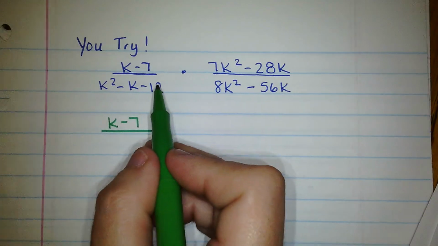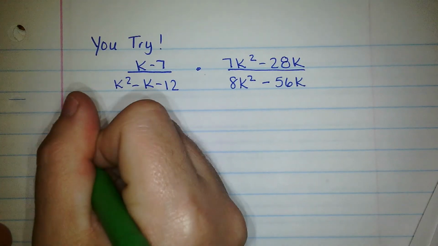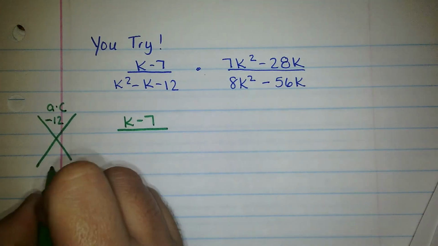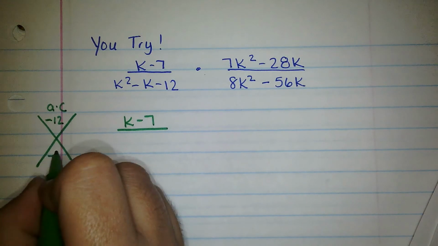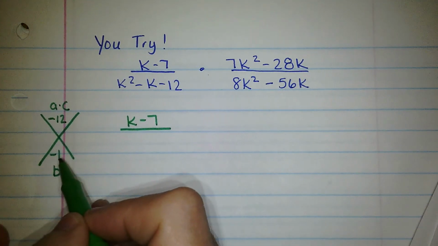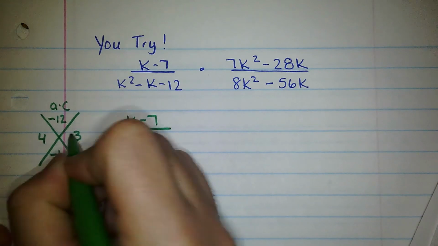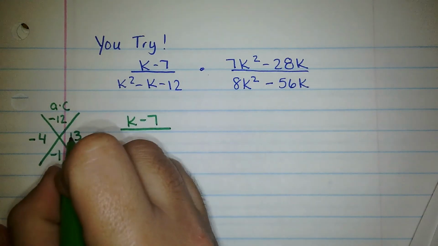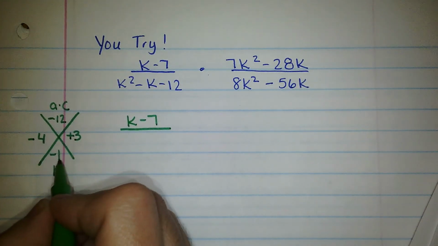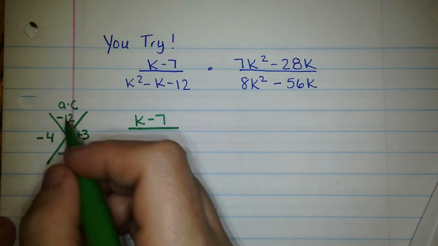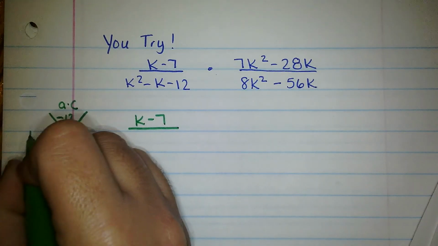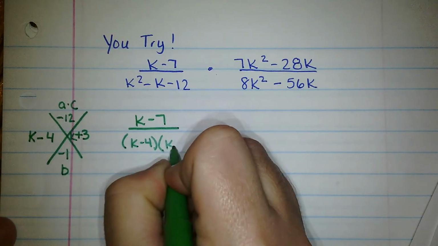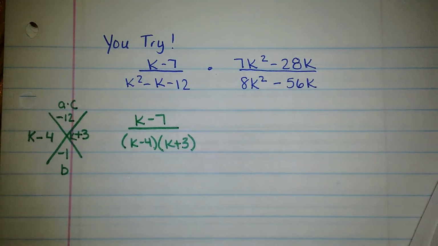On the bottom, we've got a trinomial, which means we're in magic X world. We've got a times c on top, which is negative 12, and b on the bottom, which is negative 1. We want factors of 12 that make 1, so that would be 4 and 3. Because I need to get a negative 1, I have to put the negative with the 4, and the 3 becomes positive. That's how you get negative 1 when you're adding them. So when I go to factor, don't forget the x here. Oops, it's not even an x, it's a k. We have a k minus 4 and a k plus 3. So that's the bottom of this one.